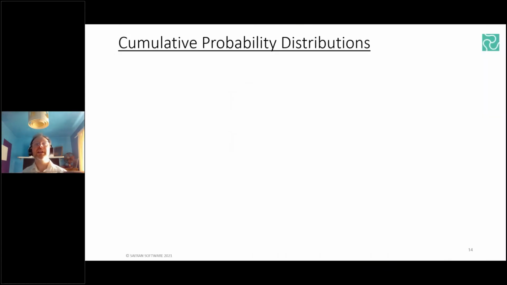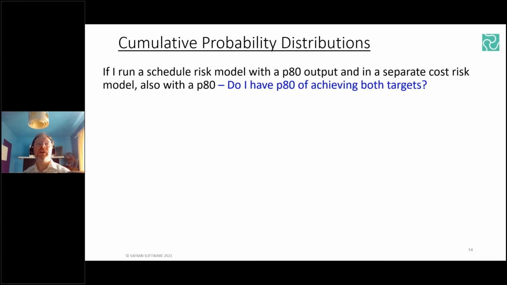But before I give you a quick demonstration in how to integrate both cost and schedule risk models, we do need to talk about a quirk of probabilities. So if I run a schedule risk model with a P80 output and in a separate cost risk model also have a P80 output, do I truly have P80 of achieving both of those targets?